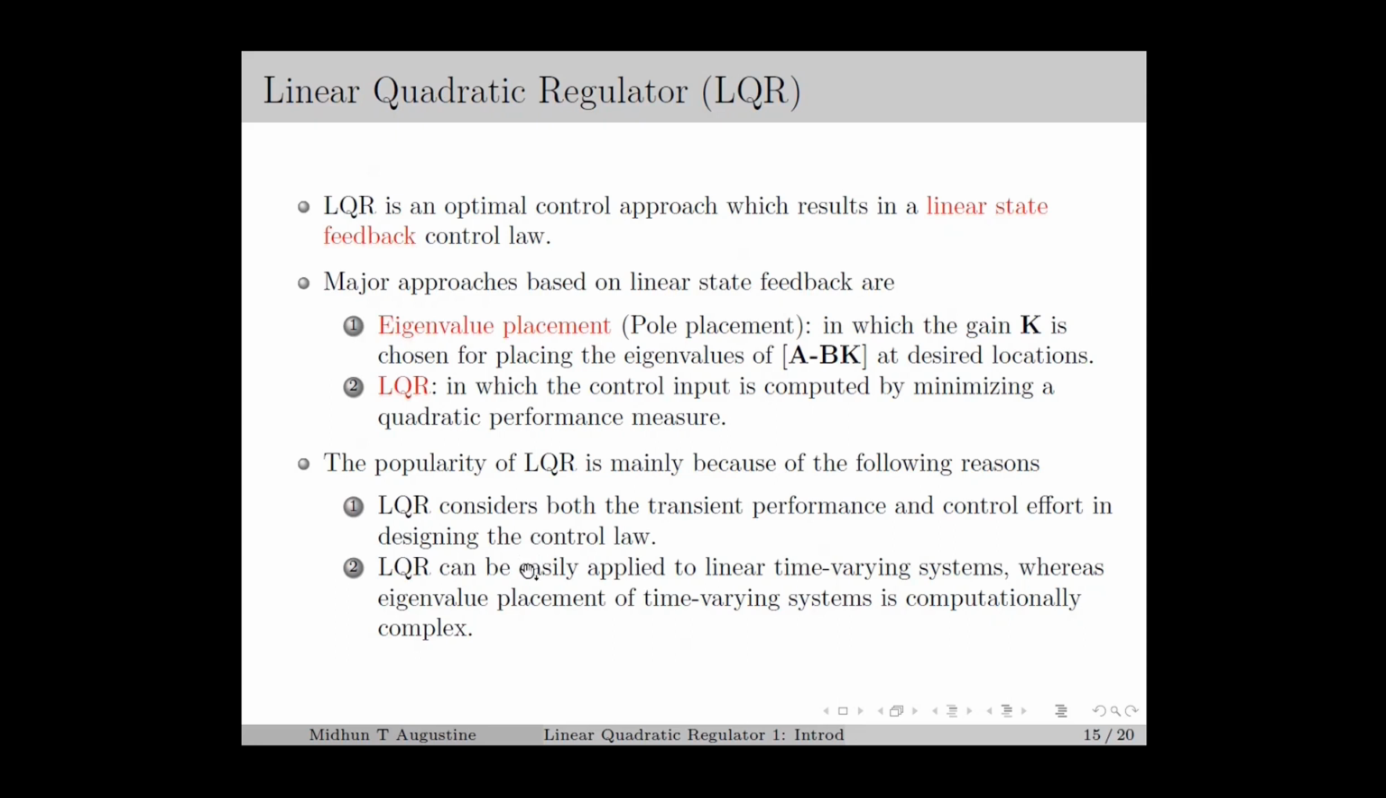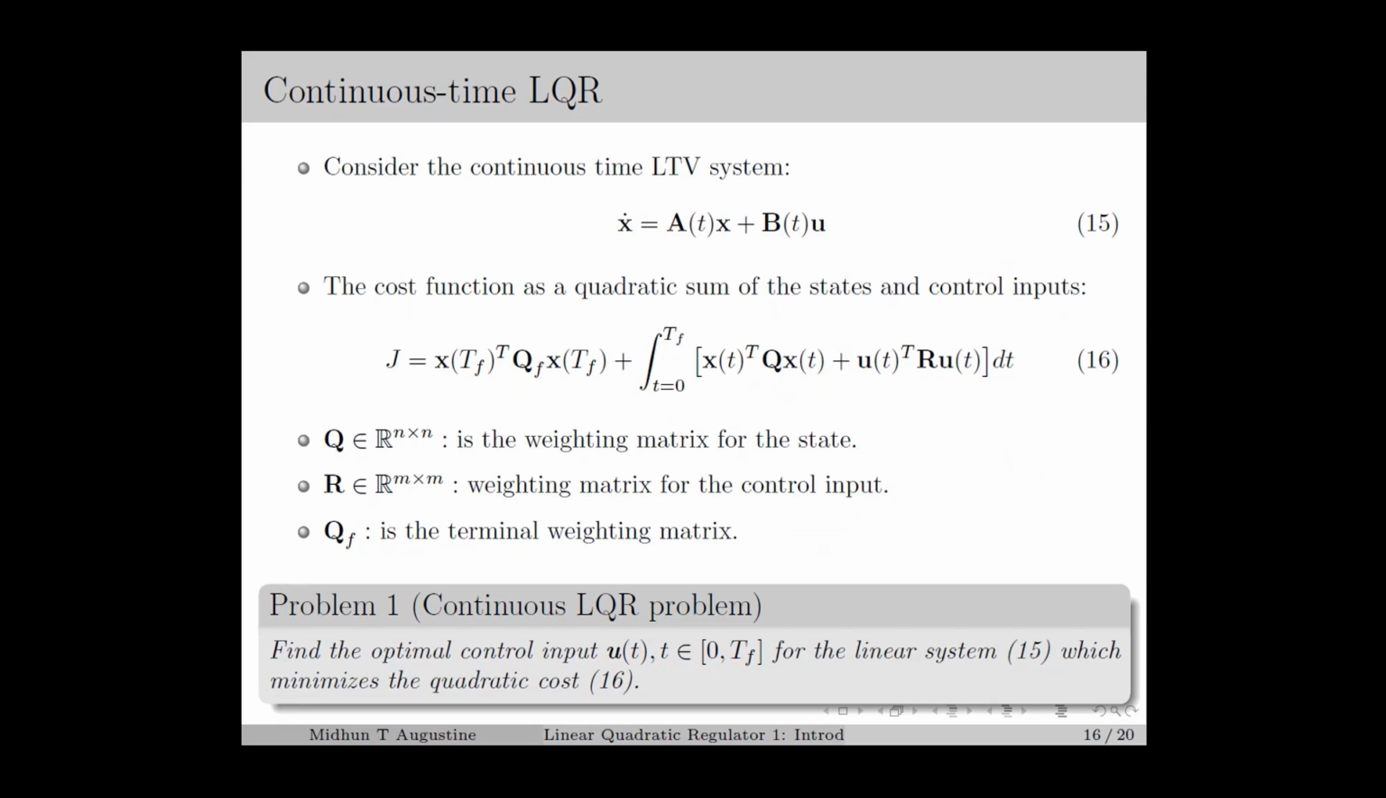Moreover, LQR can be easily applied to linear time varying systems, whereas eigenvalue placement of linear time varying systems is computationally complex. Next, we move on to the different formulations of LQR problems. Let's start with the continuous time LQR, in which we consider the continuous time LTV system as in equation number 50.